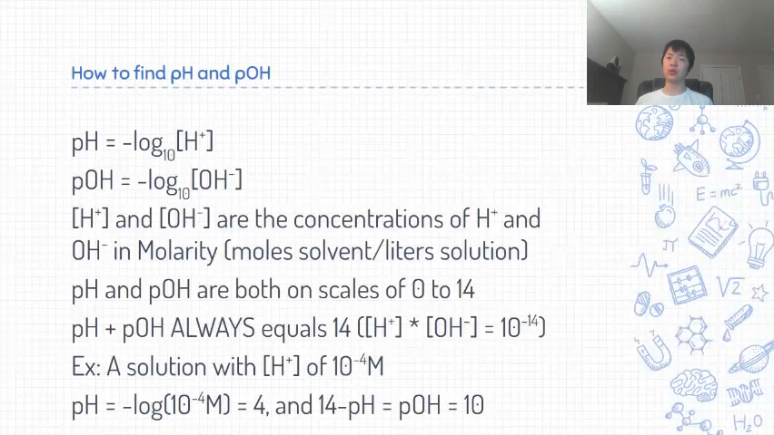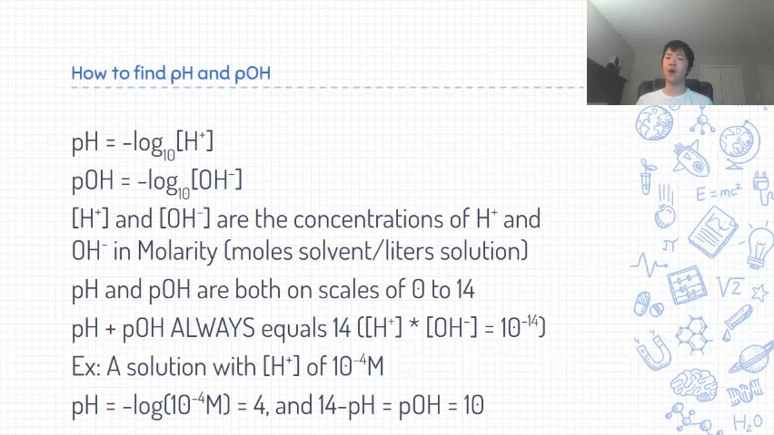Now, to calculate these values, our first thing is, well, equations. So pH is equal to negative log base 10 of the concentration of H+, and pOH is the same, but of the concentration of the hydroxyls. So these concentrations are written in molarity. So to find molarity, you take the moles of the solute, for example, the moles of H+ or the moles of hydroxyl, and you divide it by the liters in the solution.